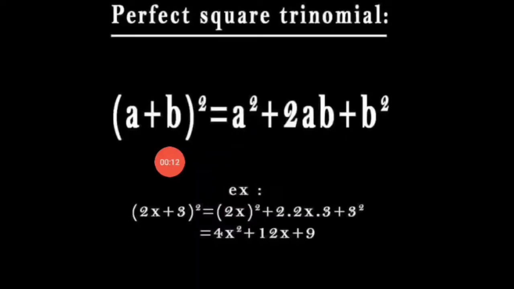(a plus b) whole square is equal to a square plus 2ab plus b square. This formula says that if you have two numbers a and b, you can quickly find the square of those numbers.